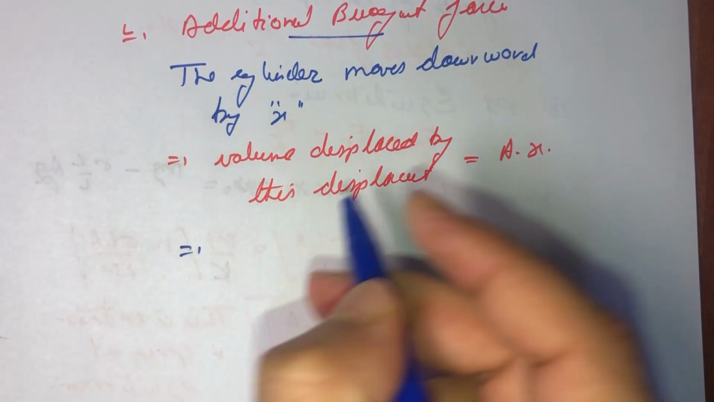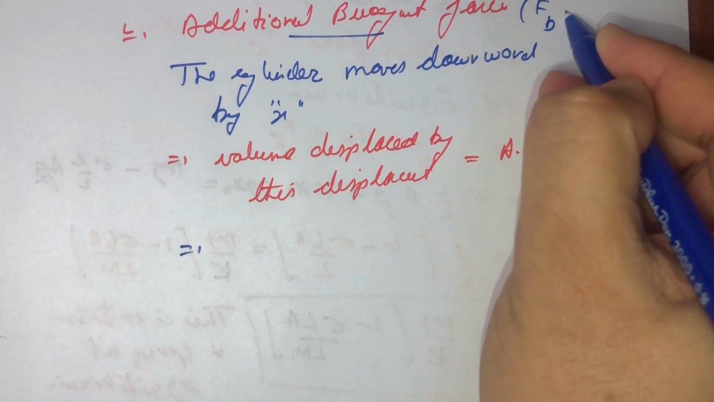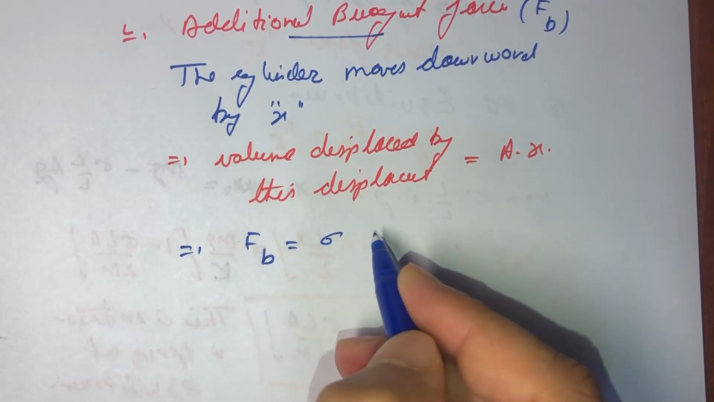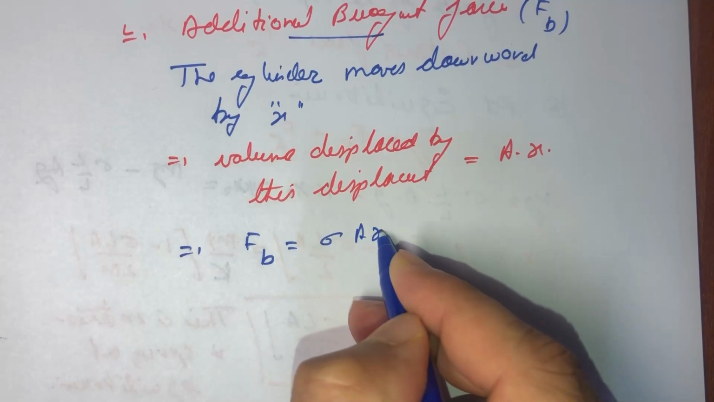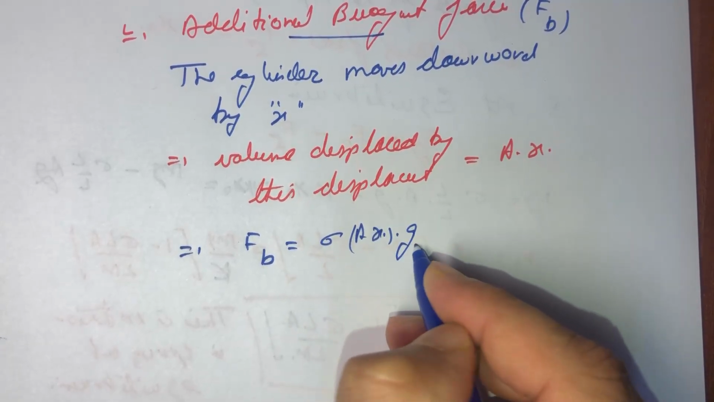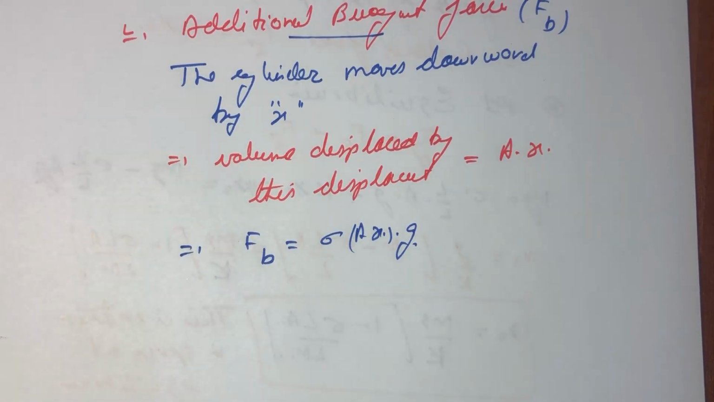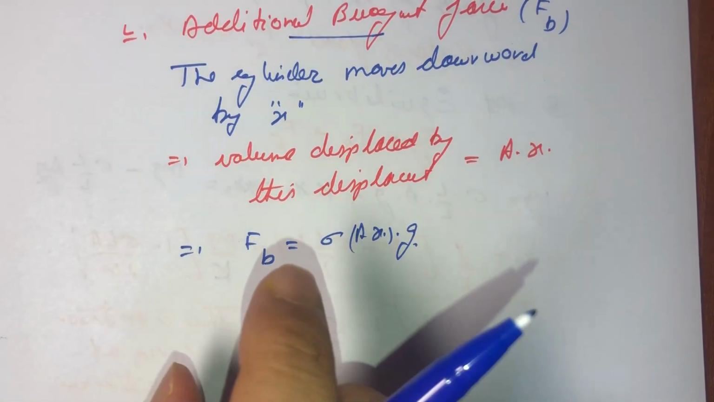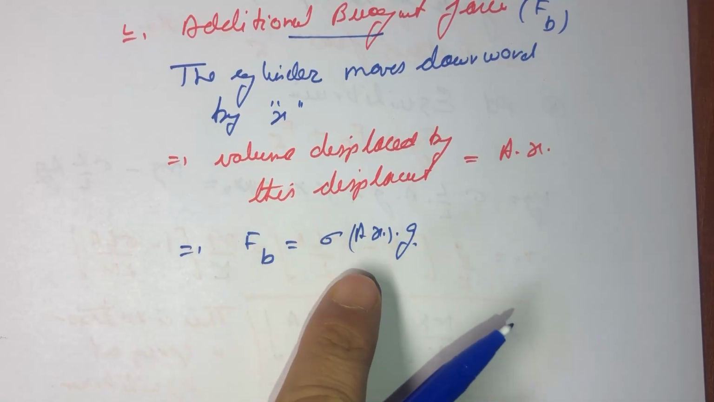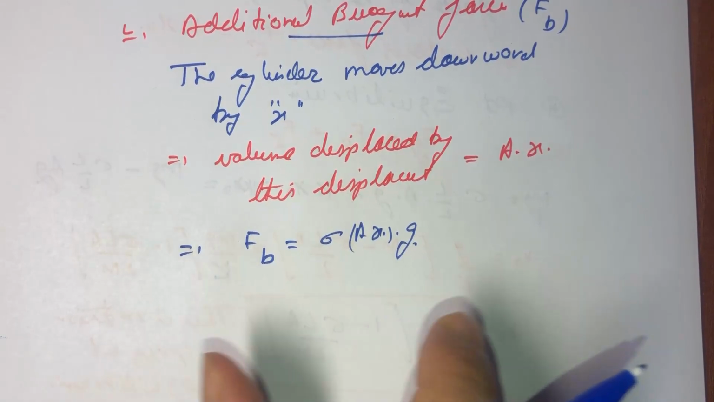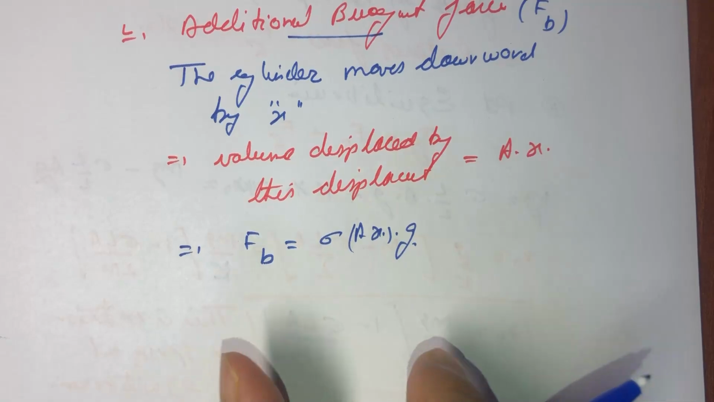Let us call this FB. So we can say FB will be equal to sigma A x multiplied by g. In some of the solutions, we can also write in this way, that we can consider the entire displacement. In that case, the buoyant force will be equal to L by 2 plus x, and accordingly the slight modification is required. In both the cases, the answer will be coming same.